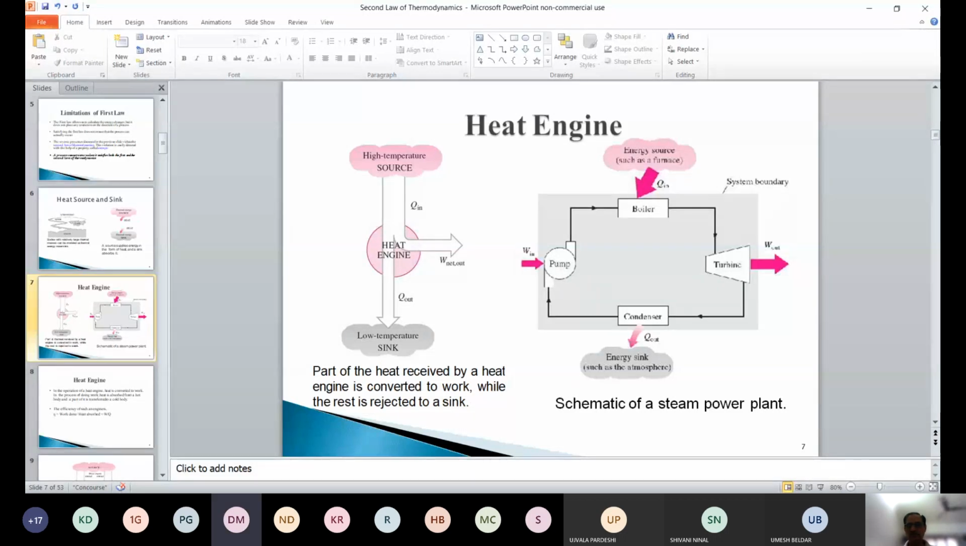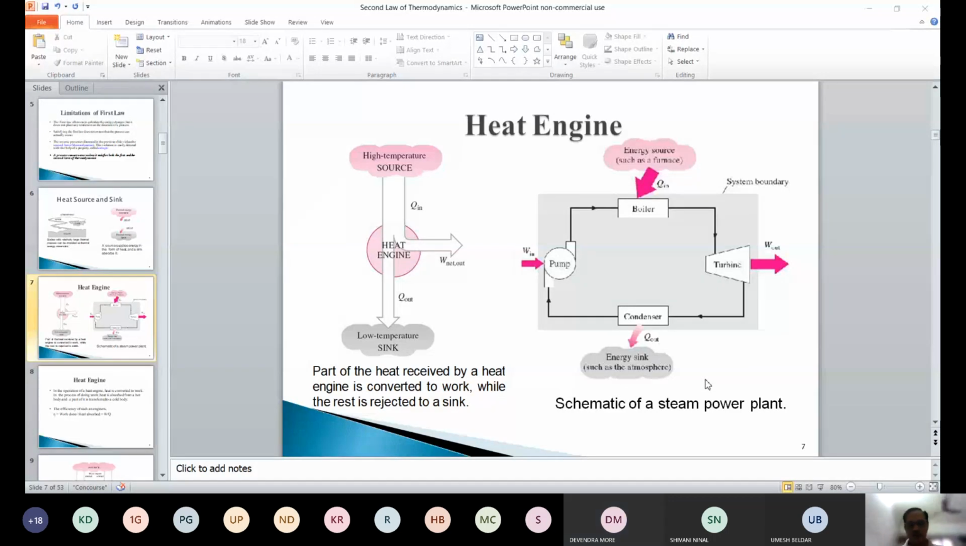Yes, sir. Am I audible? Yeah, I can hear you. In a heat engine, the engine absorbs heat from the source, which is at higher temperature, and does the work. Some part of that heat absorbed is used to do work, and other part is expelled to the atmosphere or rejected at lower temperature.